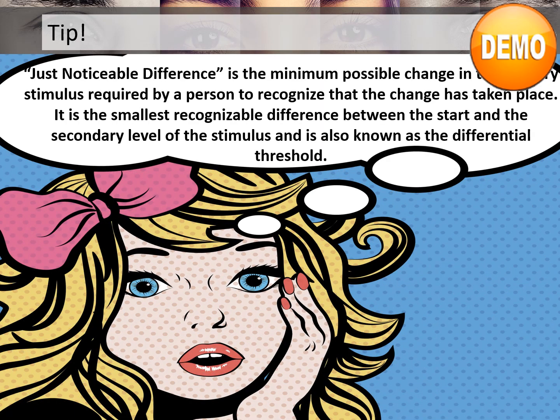Here's a tip. Just noticeable difference is the minimum possible change in the sensory stimulus required by a person to recognize that change has taken place. It's the smallest recognizable difference between the start and the secondary level of the stimulus and is also known as the differential threshold.